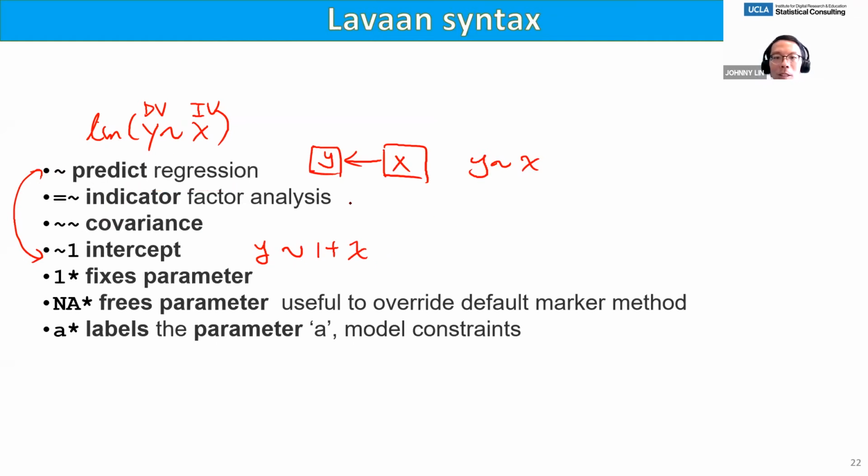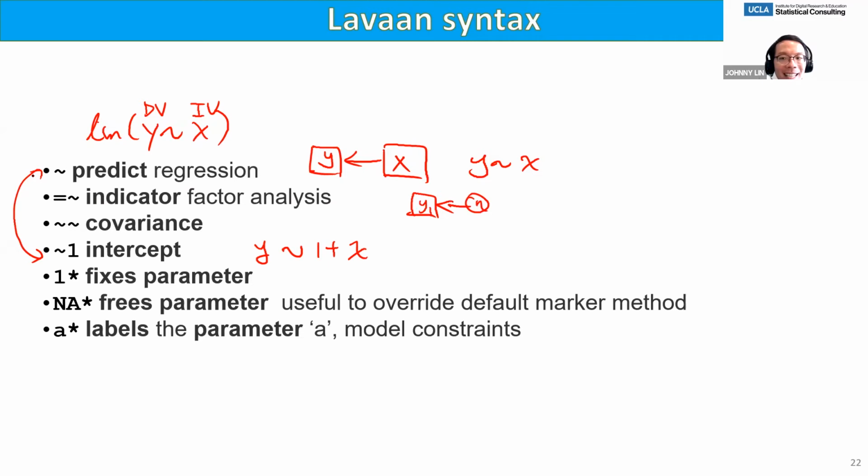Now, lavaan goes beyond linear regression, right? Because it allows unobserved latent factors. So this is where the equal tilde comes in. The equal tilde is basically saying I want a measurement model. I want to link an observed to an unobserved to an observed. So I want to link eta to y1.